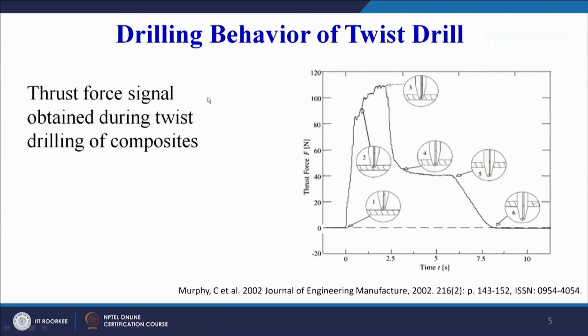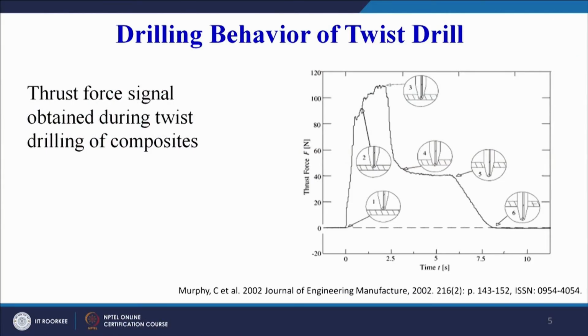First, we need to understand how the drilling action takes place. Then only we can propose certain methods which can help us to avoid the damage. On your screen you can see a thrust force signal obtained during the twist drilling of composite. So a twist drill is used for making holes in the composite material. This is the plot of the thrust force.